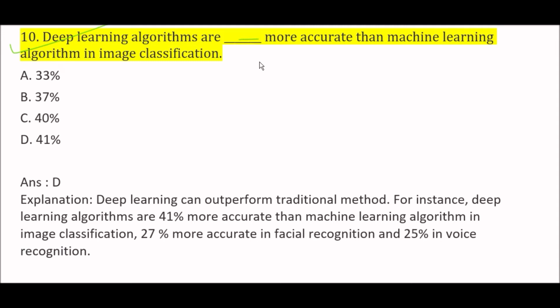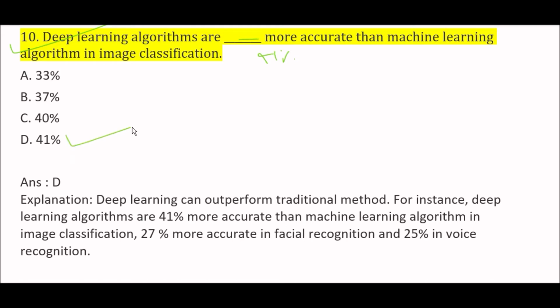Deep learning algorithms are 41% more accurate than machine learning algorithm in image classification because deep learning can outperform traditional methods. For instance, deep learning algorithms are 41% more accurate than machine learning algorithm in image classification and 27% more accurate in facial recognition and 25% in voice recognition. Okay, this is very important question and right answer here is option D, 41%.